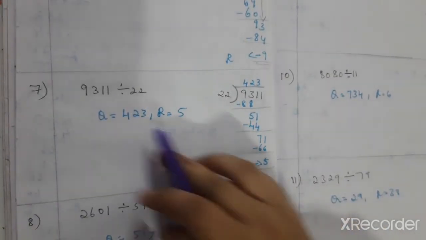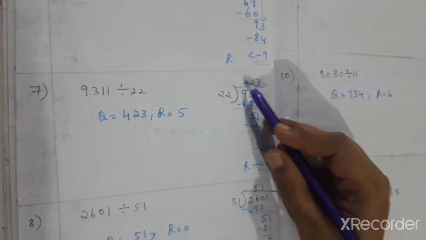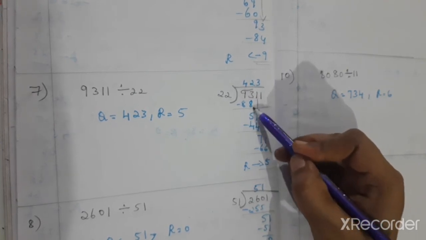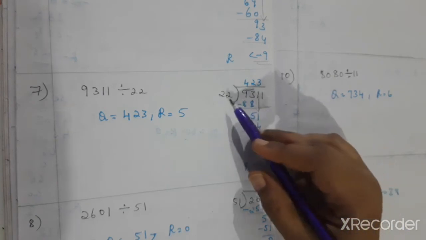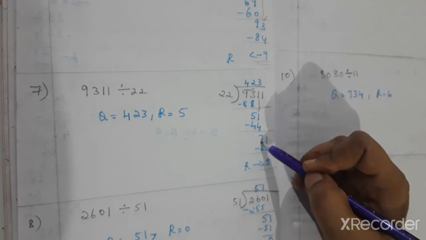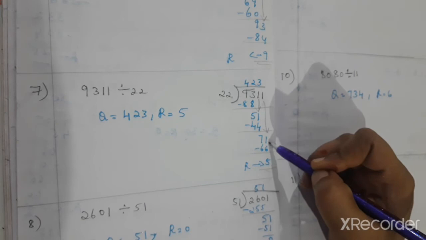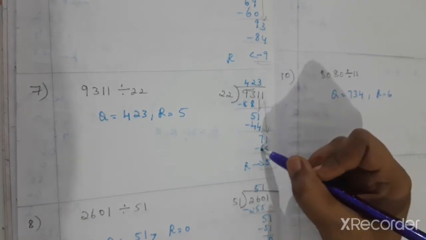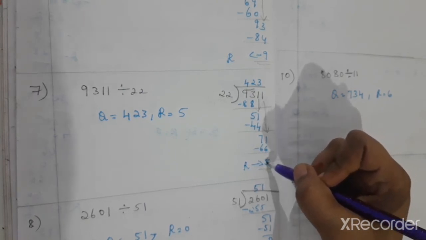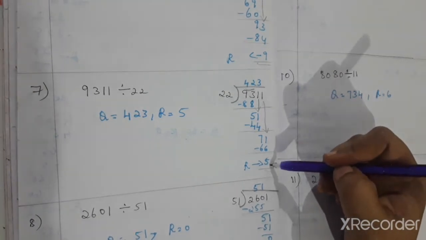Now next is 9311 divided by 22. 22 fours are 88. 93 minus 88 is 5, remainder, and bring one number, that is 51. 22 twos are 44, that is the nearer one. Then subtract these two values. After subtraction you get 7 as a remainder. Then again bring one number down. Now 71. 22 threes are 66, that is nearer to this number. Now 71 minus 66, remainder is 5. So quotient is 423 and remainder is 5.